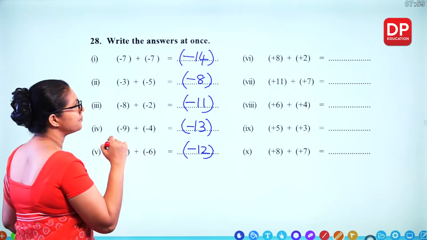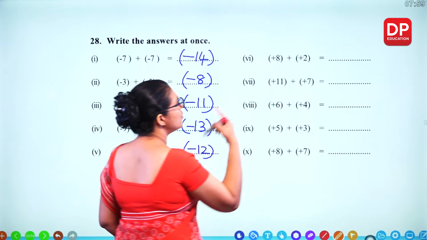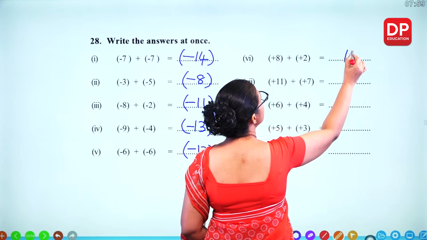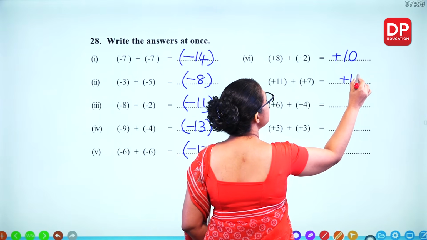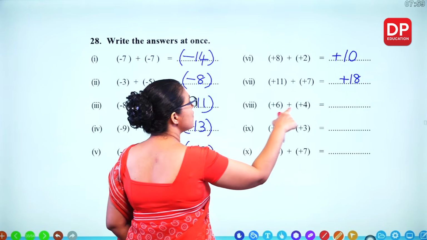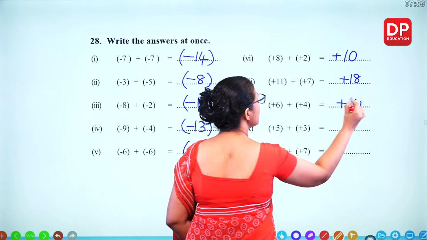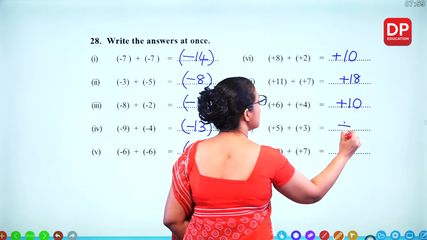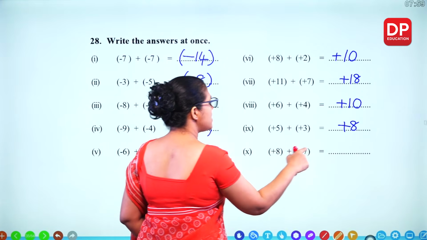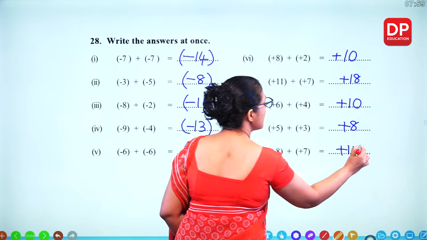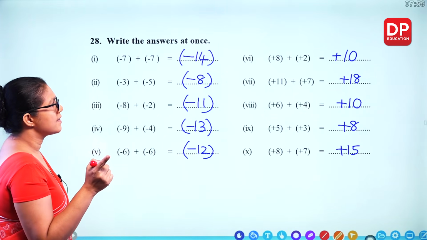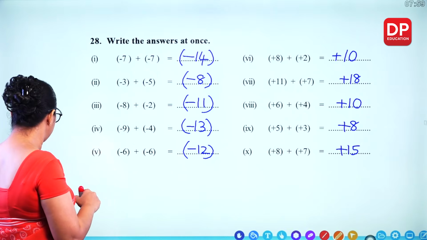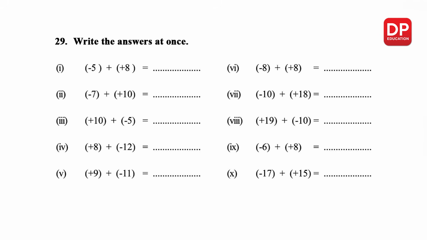Minus 12. 8 and 2. Adding. That's 10. Plus 11 plus 7. You get plus 18. 6 and 4. That's 10. 5 and 3. That's 8. 8 and 7. That's 15. When you get same sign, you add and put the sign of the number. Write the answer at once.